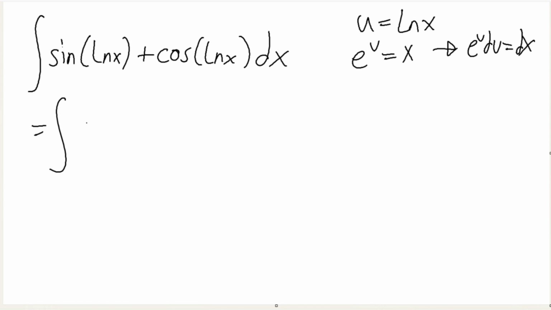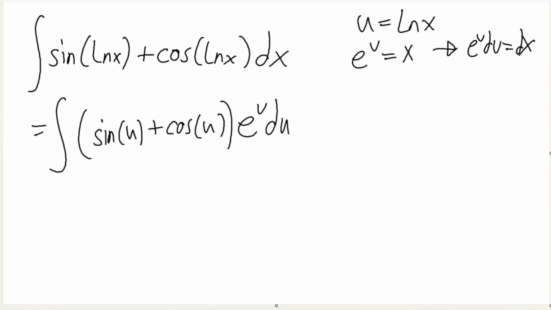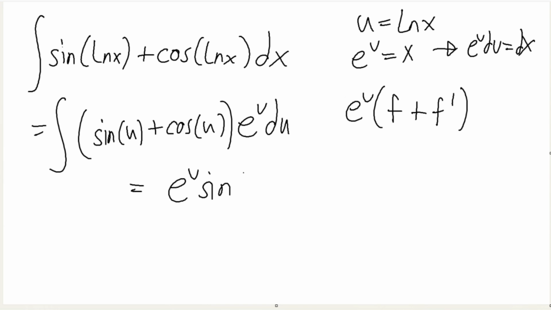So now we have sine of u plus cosine of u, and then e to the u du. Oh, would you look at that? Now that looks like a reverse product rule, right? Because of this thing here, f plus f prime. That's exactly what we have here. So this is e to the u sine of u. It's a reverse product rule. And then we just plug in u equal to ln x back. This gives us x sine of ln of x plus c.